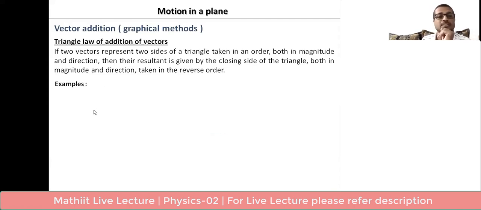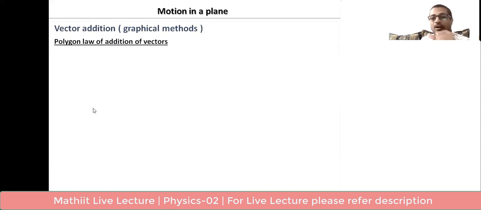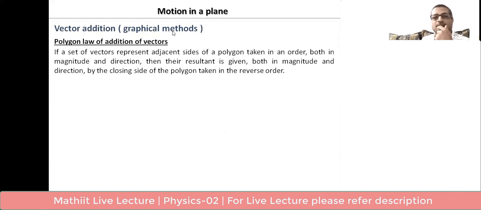Yes. And that is your polygon law of addition of vectors. It means if there are more than two vectors to add, then it is very simple. Suppose this is one vector, this is one vector, and this is another vector, this is another vector, and this is another vector. Or let us say this is another vector. Suppose you want to add these vectors. All that you have to do is take the first vector, then take the second vector taken in an order, so tail to head. Then take the third vector taken in an order, tail to head. Then take the fourth vector taken in an order, tail to head.